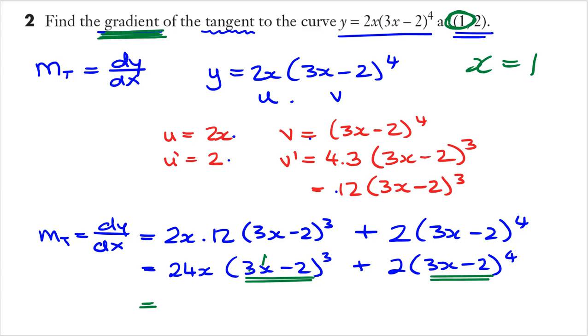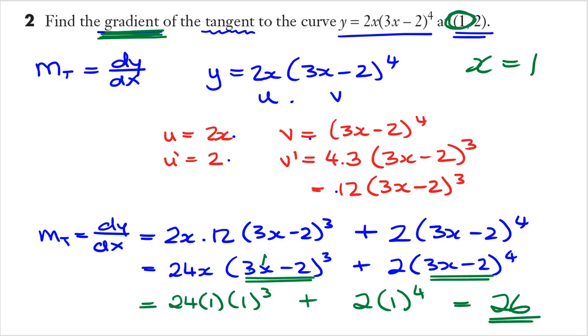And this in fact will be 1 cubed, and this will be 1 to the power 4, both of which equal 1. So we'll have 24 times 1 cubed plus 2 lots of 1 to the power 4. That's nice and easy. That's going to be 24, that's going to be 2, and so the value of our gradient will be 26. So the gradient of the tangent to this function at the point 1, 2 is equal to 26. That'd be a pretty steep line, almost getting close to looking vertical on a graph.